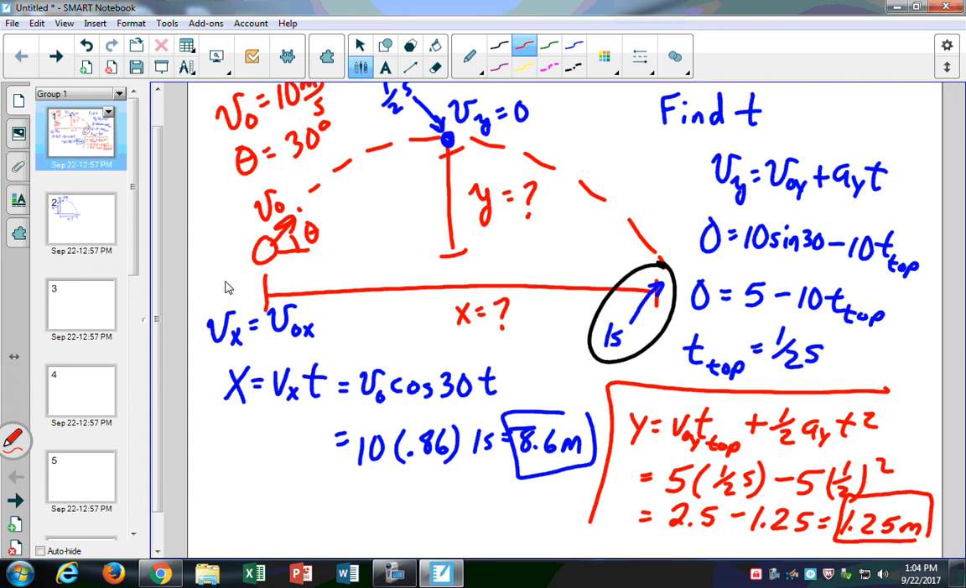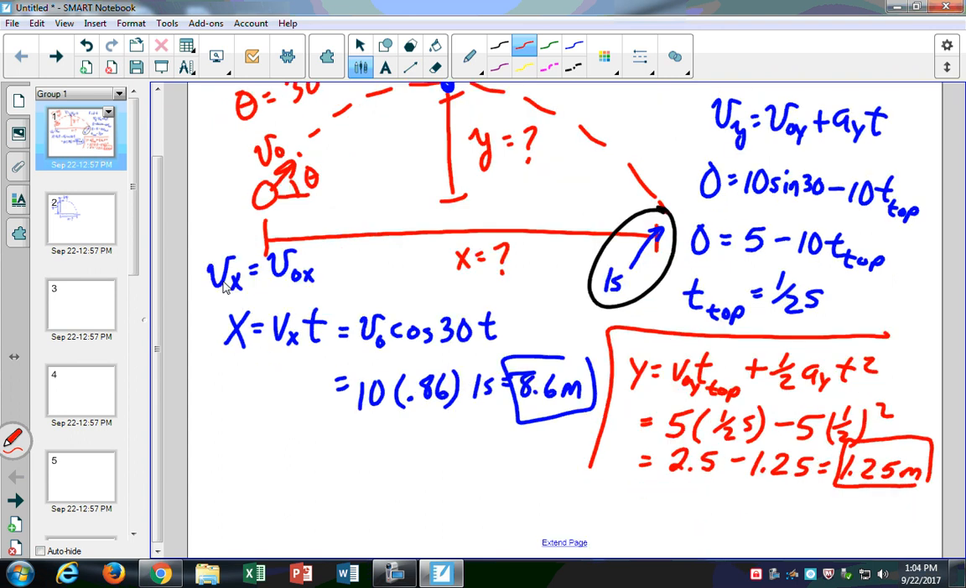All right? So that is our y displacement. If we look at this, by the way, if there was no acceleration in the y direction, this thing would have gone up all the way to 2.5 meters. But because it's accelerating in the negative direction, it drops down this 1.25 meters. Now, follow what I'm saying about that? Let me draw it on the figure.